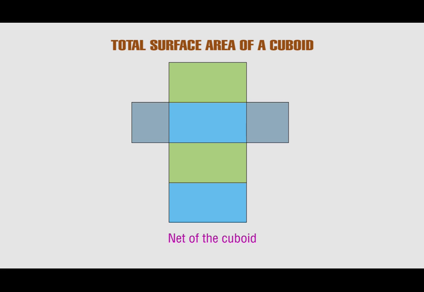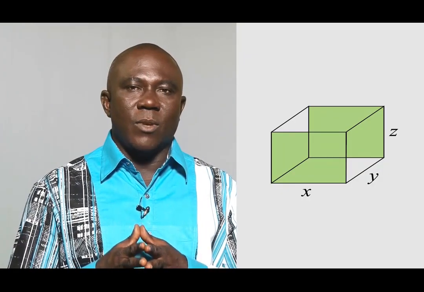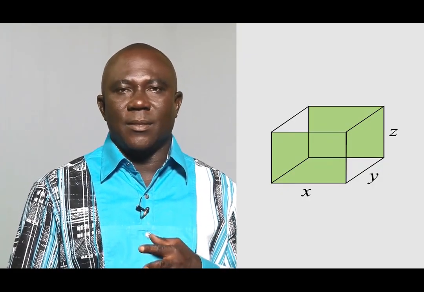For one of them, you have the size to be x and y. So you have xy, but because they are 2, you are going to have 2xy. Another face has x and z, so for those 2 faces, you are going to have 2xz. And the other one has y and z, so for those 2 faces, you are going to have 2yz.